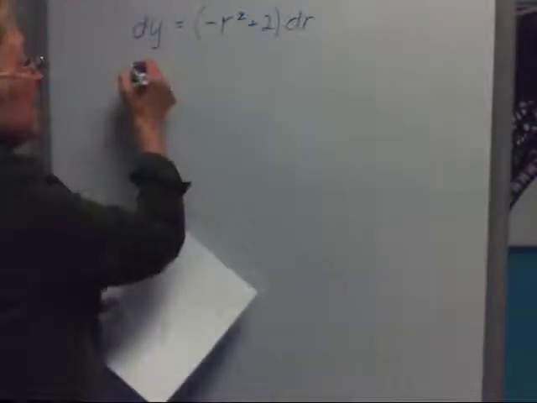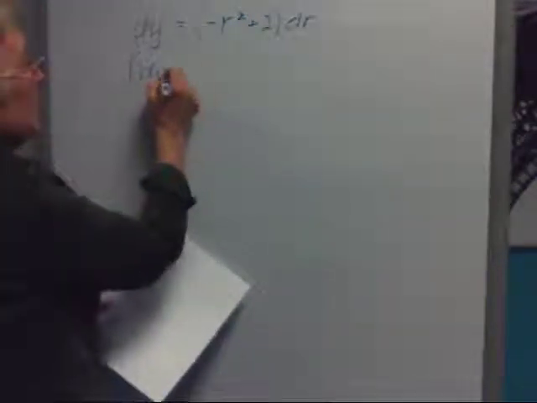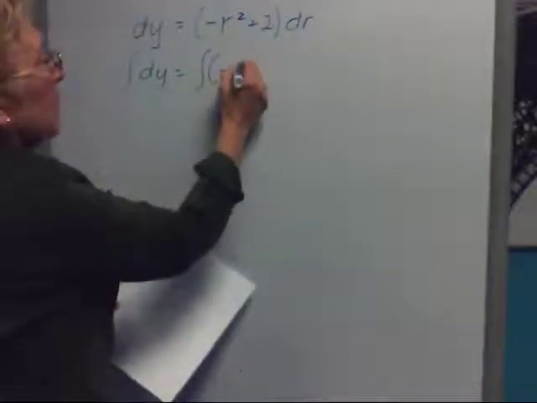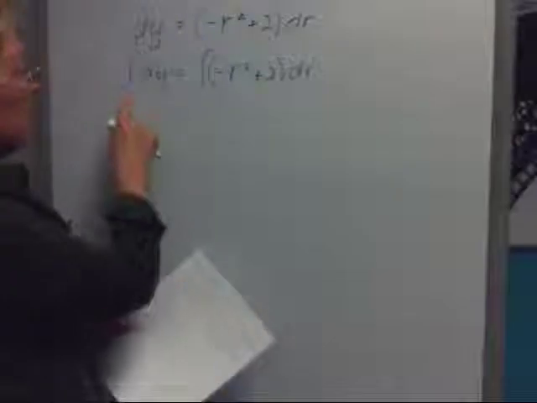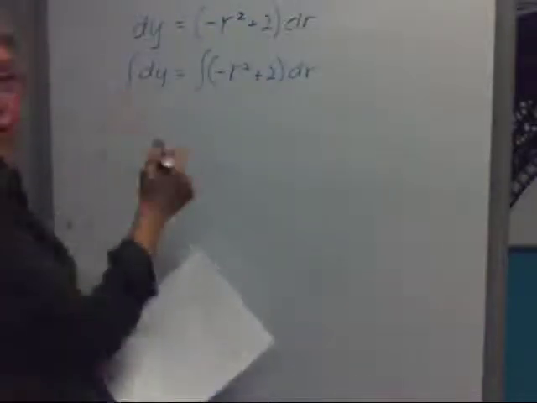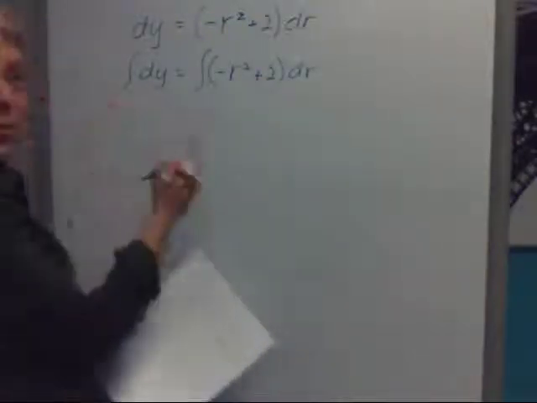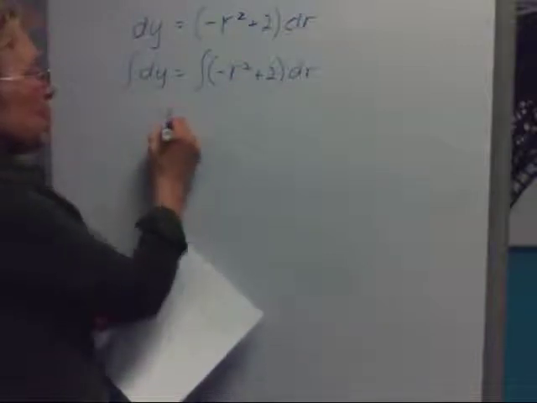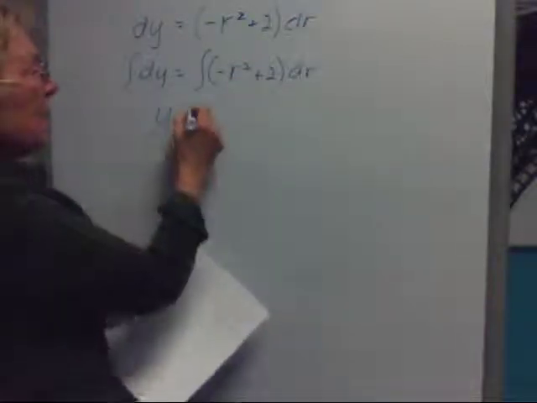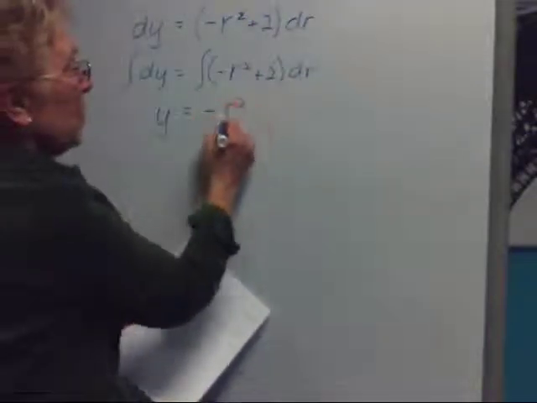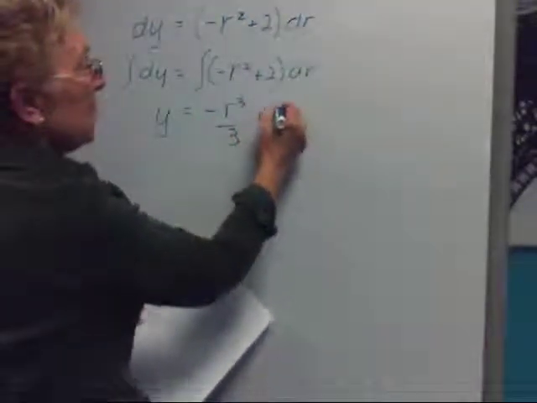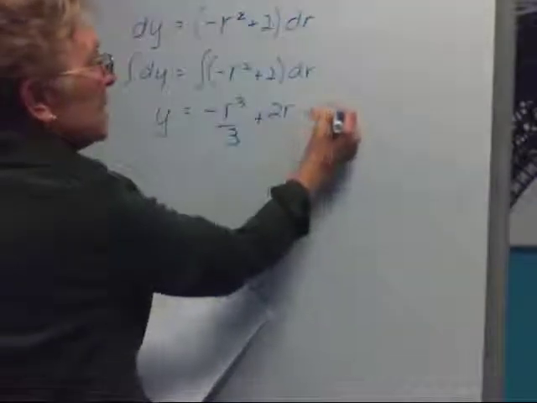And now we're going to integrate both sides. And just like last time, knowing that the integral of the derivative is undo process, or reverse process, we're going to be left with y. And we'll integrate with reverse power rule on the right, minus r cubed over 3 plus 2r plus c.